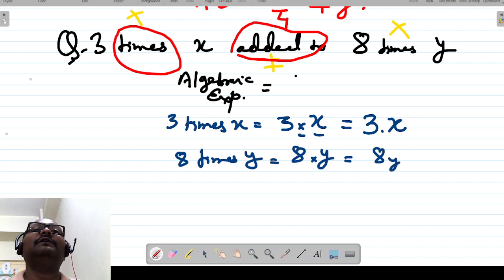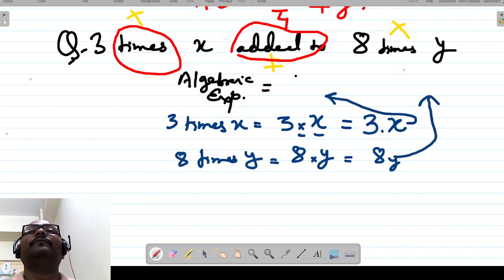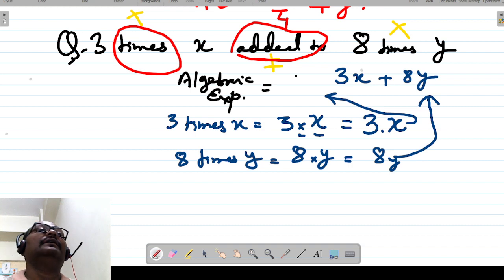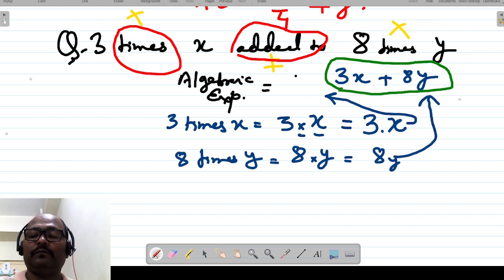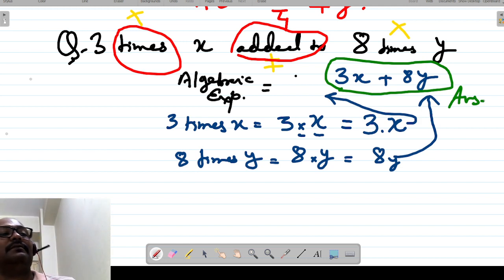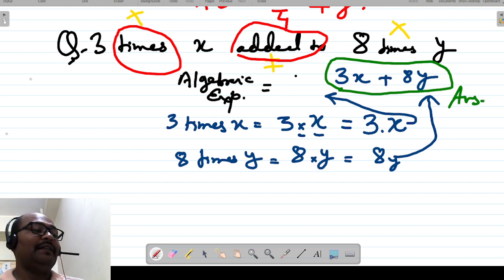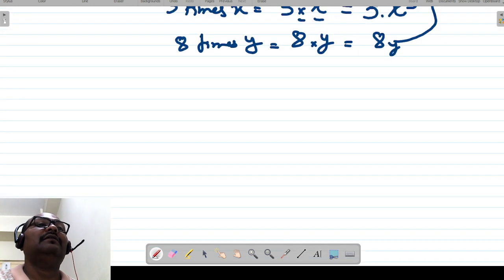And in the algebraic expression, the add will come over here. So it will be 3x plus 8y, and this is our answer. I hope you are getting the concept of this. So fine, students, we'll take another example.